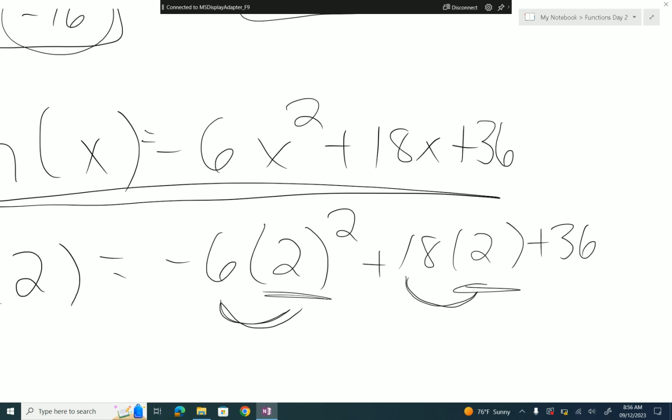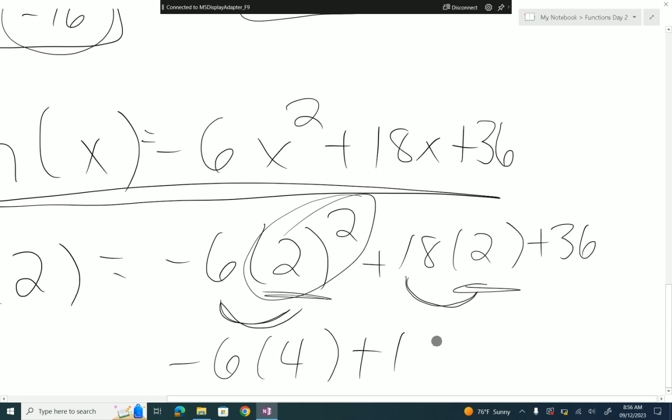So first I actually want to take care of my exponents. So I've got an exponent here. What does 2 squared simplify to? 4. So it's going to be negative 6 times 4 plus 18 times 2 plus 36.